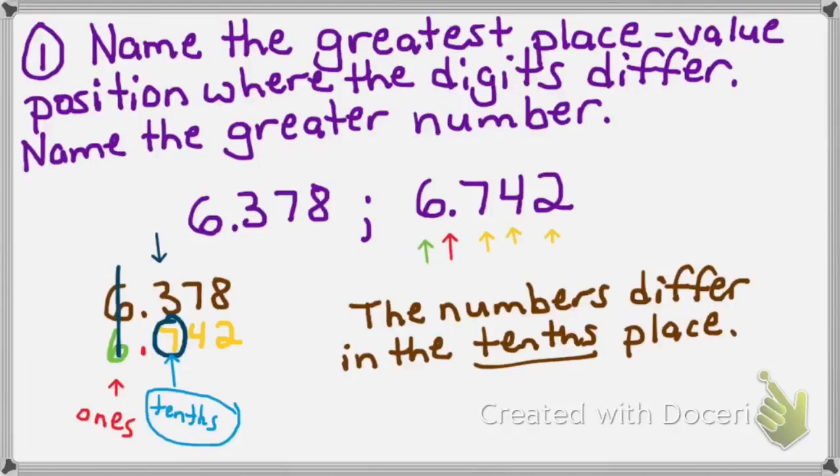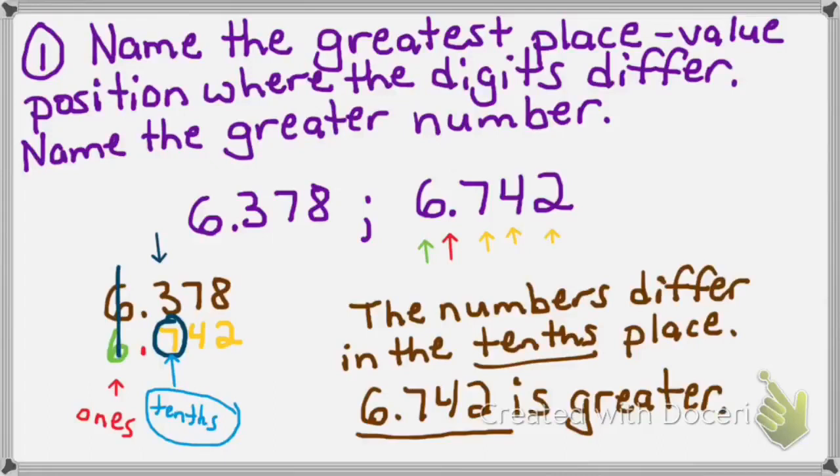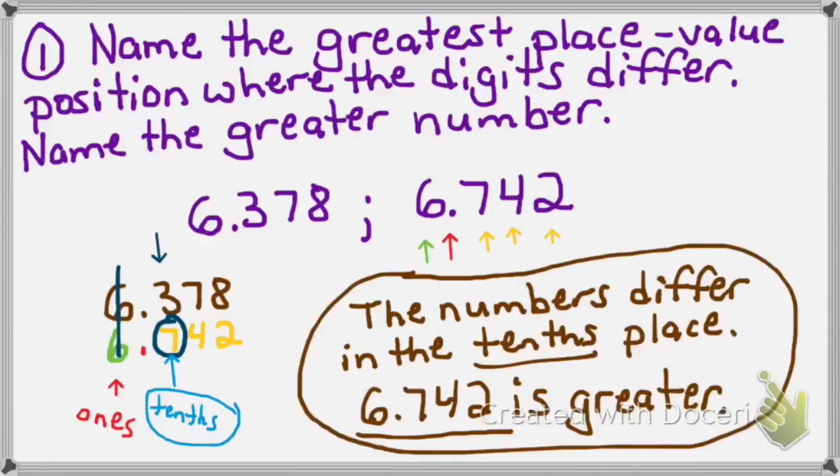the tenths place. The next direction it told me my problem was to name the greater number. Well, I always follow the strategy of circling the greater digit where they first differ. So I circled the 7. That means that's going to be the largest number. So 6.742 is greater. And that's my final answers for both questions. The numbers differ in the tenths place, and 6 and 742 thousandths is the greater number because the 7 is larger than the 3.